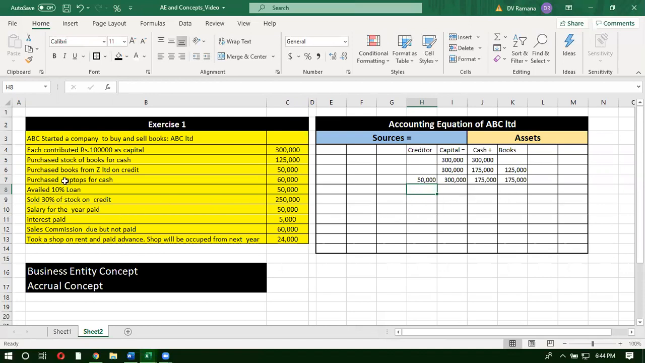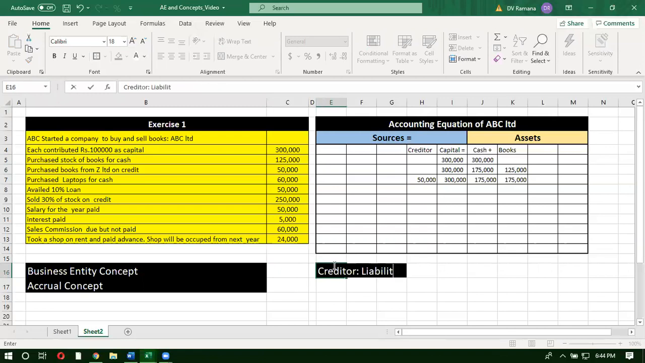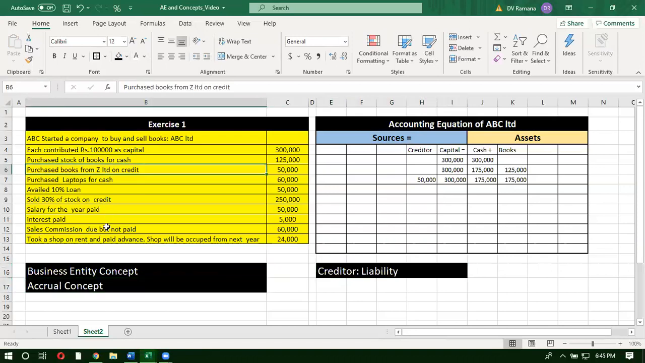So now what happened here? We recorded this transaction even though it is on credit because of the accrual concept. Creditor is a liability, because you have to pay money to the person at a later stage. And this creditor is for the purchase of goods. And credit transactions are recorded because of the accrual concept.